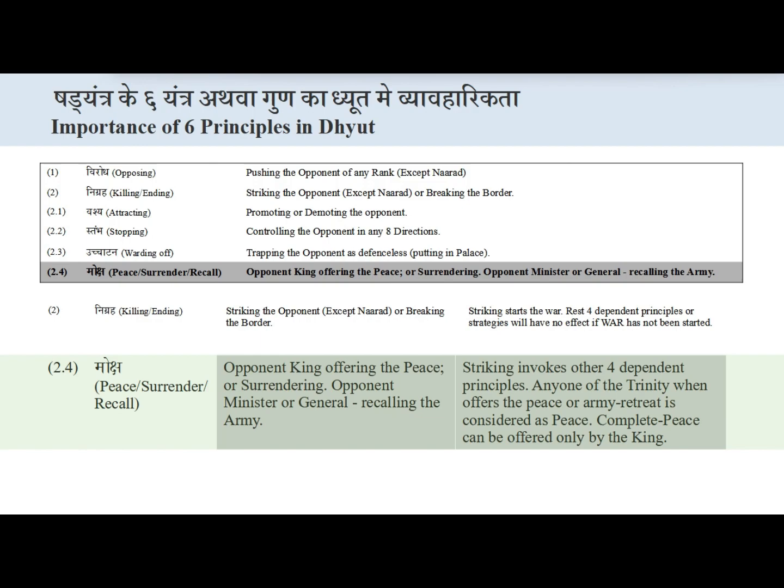The opponent's minister or general can also recall the army. Already discussed, striking invokes the other 4 dependent principles. Any one of the trinity who offers peace or recalls the army is considered as peace. Complete peace can be offered only by the king.